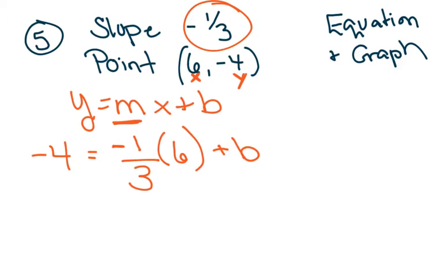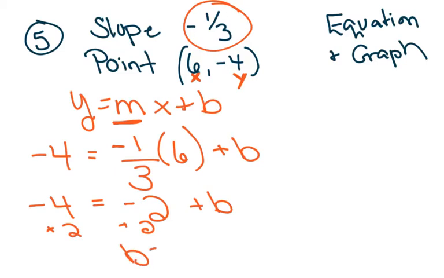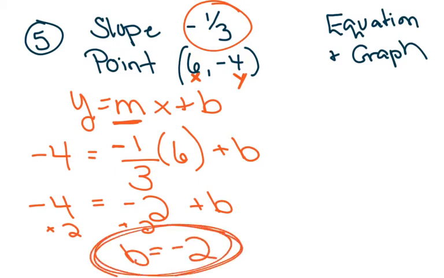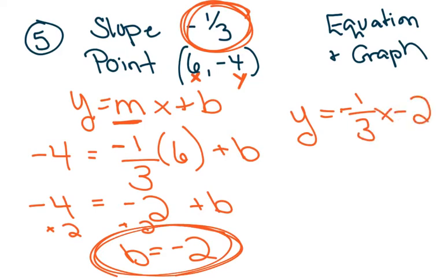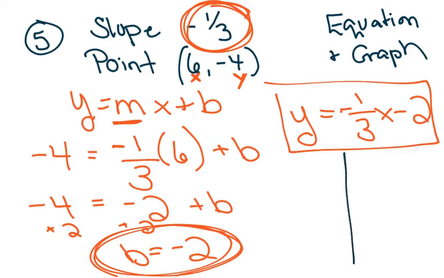So negative 1/3 times 6 gives me negative 2. And then in order to get that b by itself, just add the 2 over. Looks like I have a b value of negative 2. So now I know what my y-intercept is. I already knew what my slope was. So when I write my equation, y equals negative 1/3 x minus 2. There's my equation.